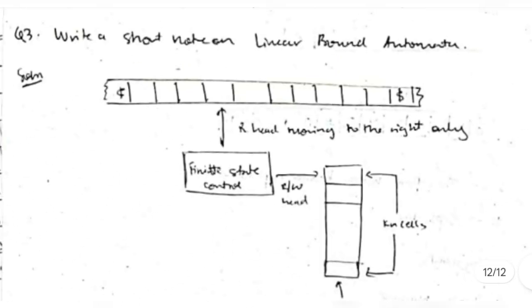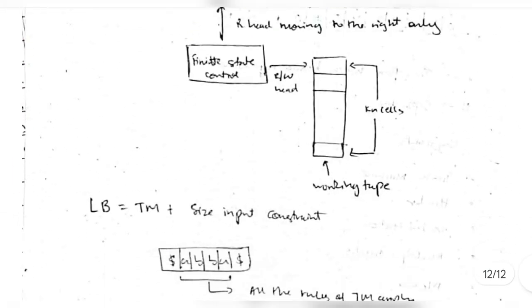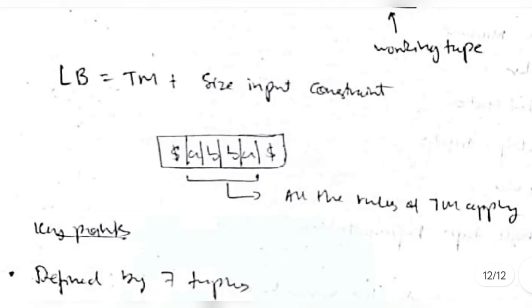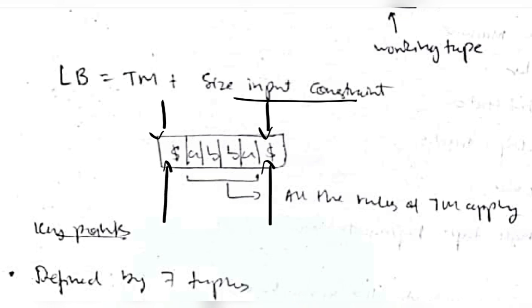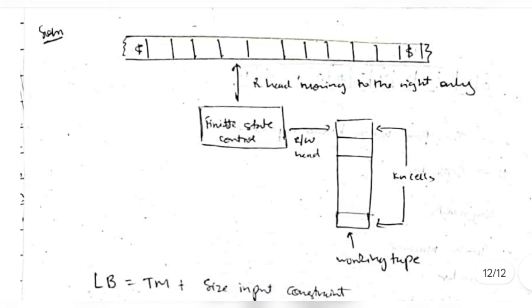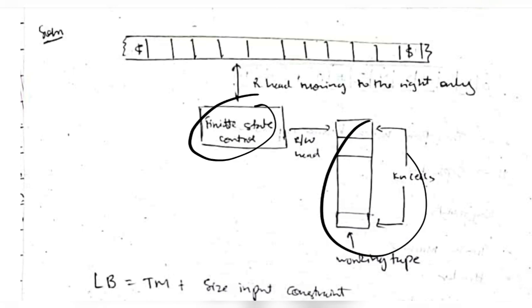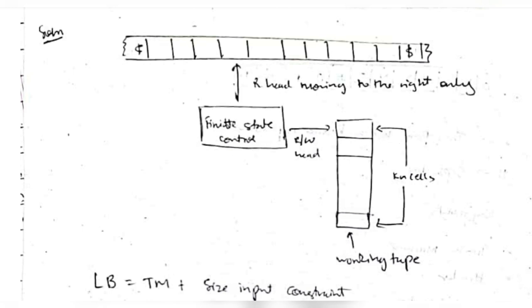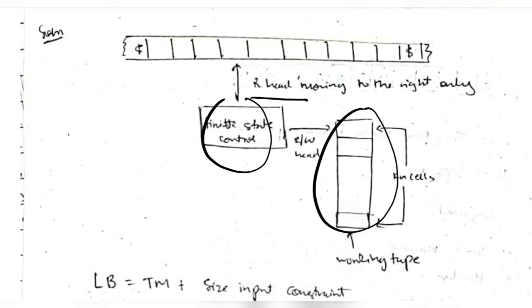Here what we have is the same thing as the Turing machine, just that it will have the size input constraint. There will be no blank spaces. So here dollar is representing the start and the end of this string, and in between we'll have the string. All the rules of the Turing machine apply here, and that is the linear bounded automata. And there will be two types of tapes. The first is the moving tape, and second is the working tape. The moving tape does not move to the left, it only stays or moves to the right. And the read write head does the reading and writing operation.